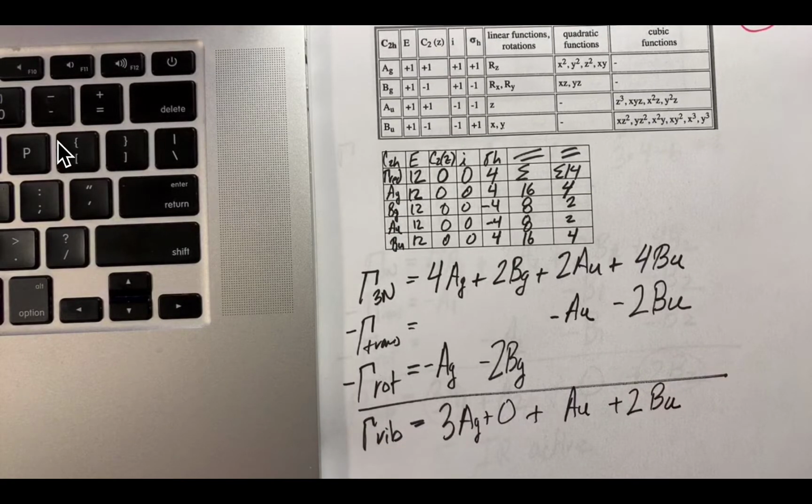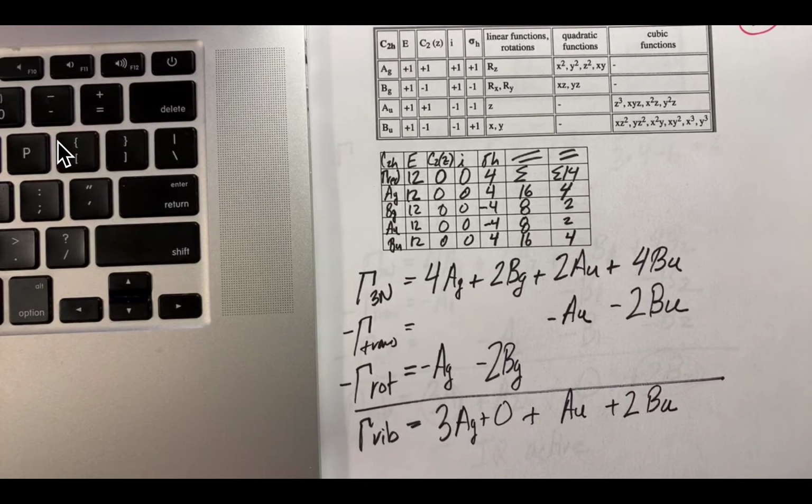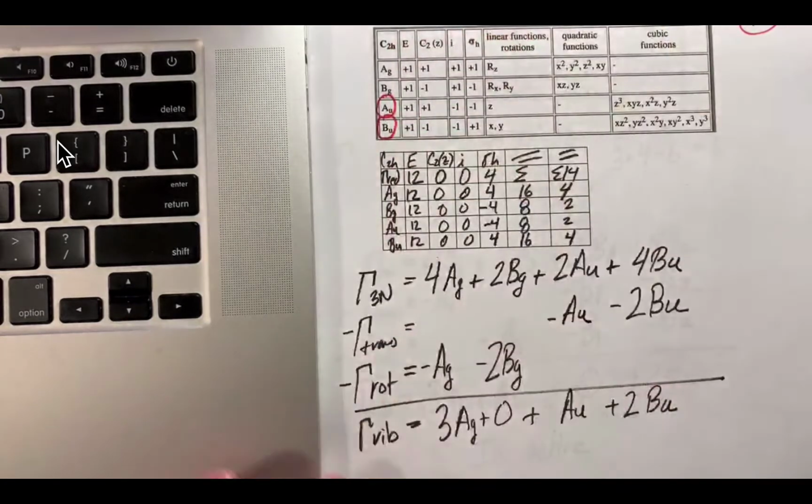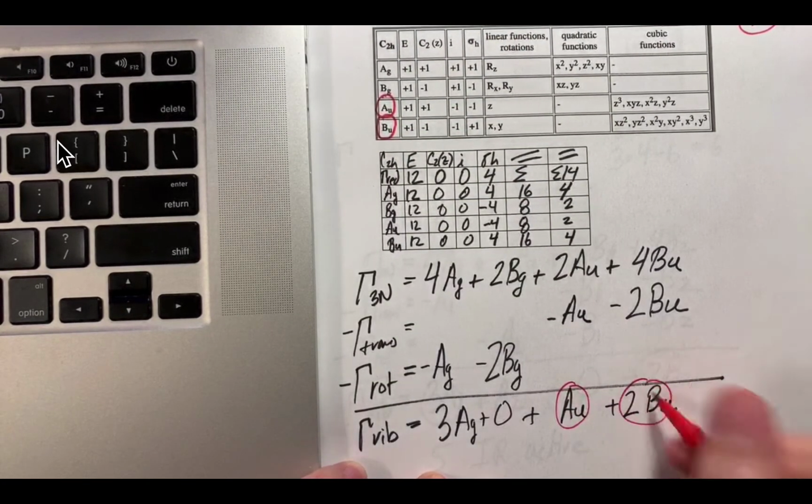Okay, I'm going to go back up to my character table and figure out which of these are infrared active. To be infrared active, it belongs to the same irreducible representation as X, Y, and Z. So the only ones that are infrared active are Au and Bu.